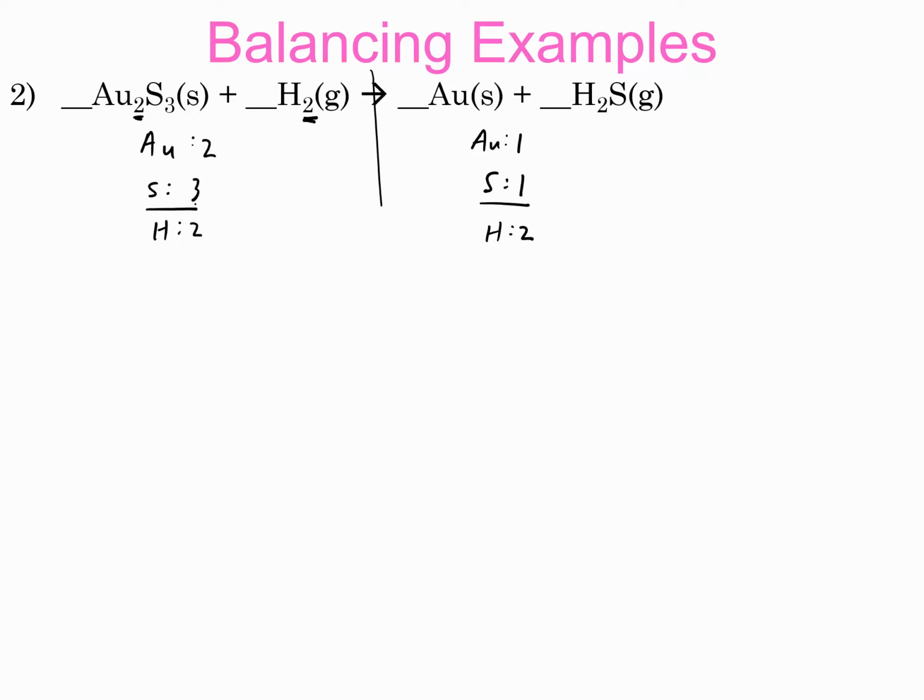I have 1 here and 3 here, so I'm going to try putting a 3 there. This changes to 3, and I also changed this to a 6. I can fix this by putting a 3 there, and this changes to 6. Our sulfurs are balanced, and now I just need to balance the gold, so I'll put a 2 there. Then this will become 2. So now it's balanced on both sides.